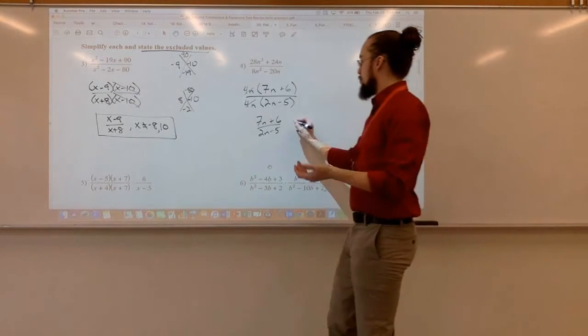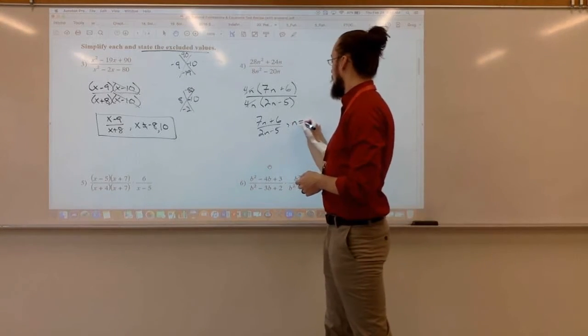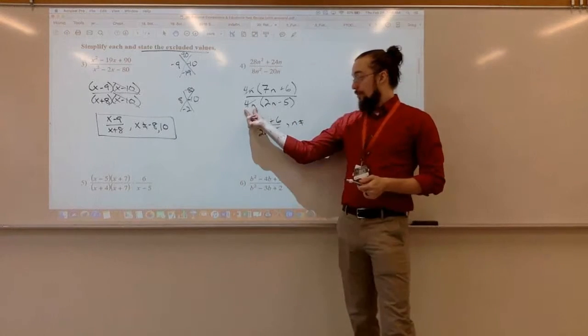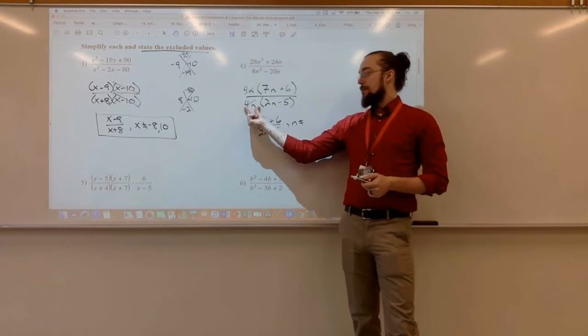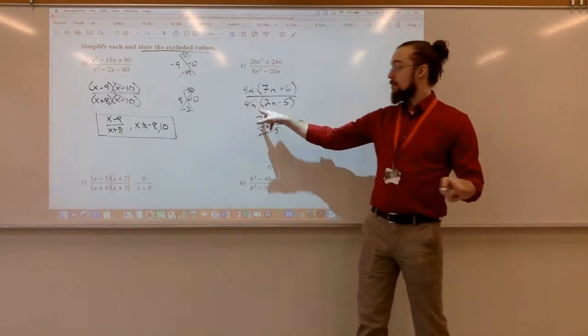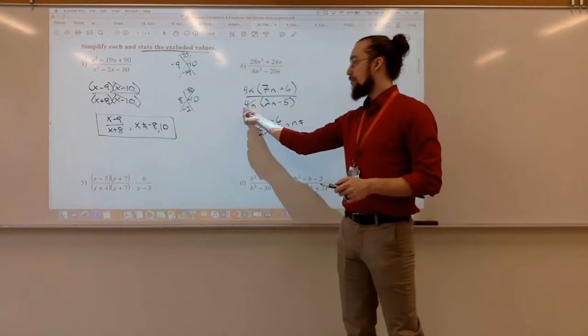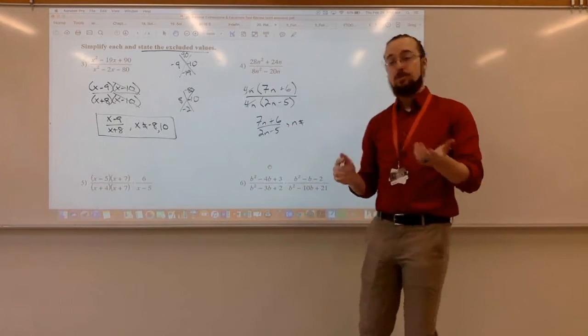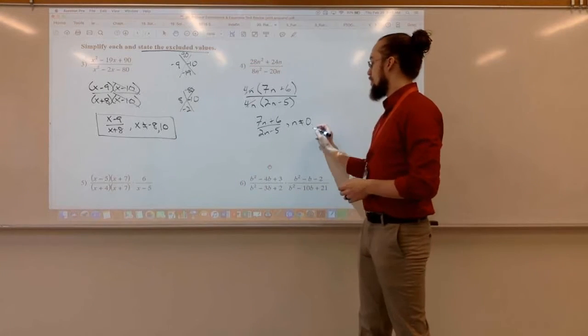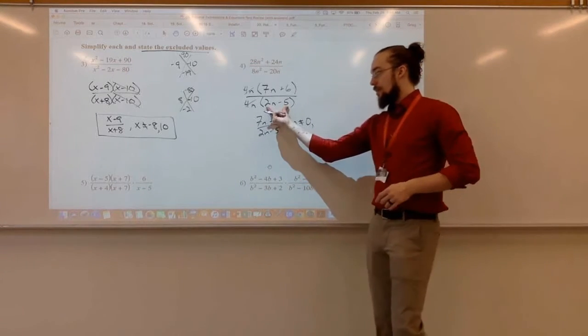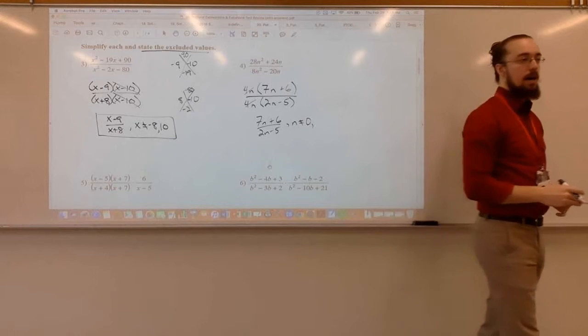Then we need our restrictions. So n cannot equal. So I've got two factors again in the denominator. So from this first factor, 4n, 4 times what? 4 times 0 would be 0. So I can't have 0. And then this one, 2n minus 5.